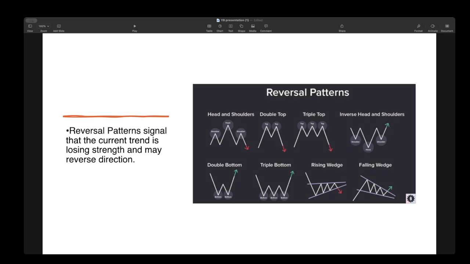Next up, we've got some reversal patterns. Reversal patterns can be used to signal the current trend is losing strength and maybe reversing direction, either off the highs or off the lows.